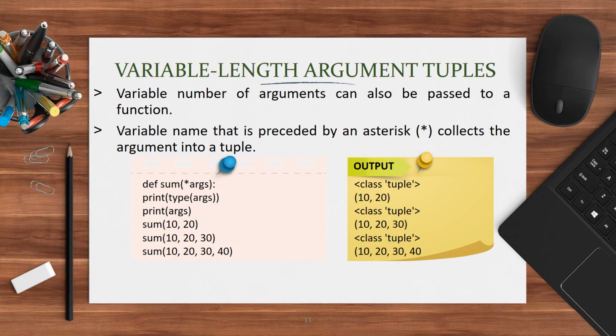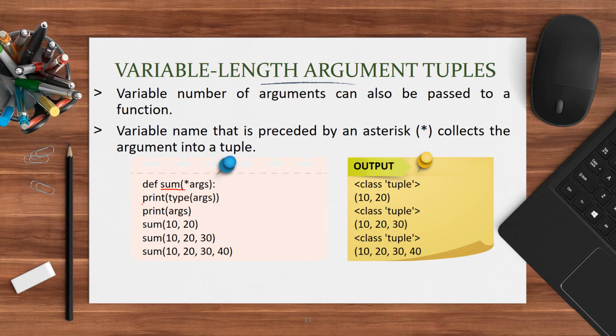Now let's see another one, the variable length argument tuple. Here you can pass to a function a variable name preceded by an asterisk symbol, and it collects the arguments into a tuple. Now let us consider this example. Here I have used a function called sum with the variable star args, where the star means it takes any number of arguments. If you have more than 5 arguments, it will take them one by one and print them.